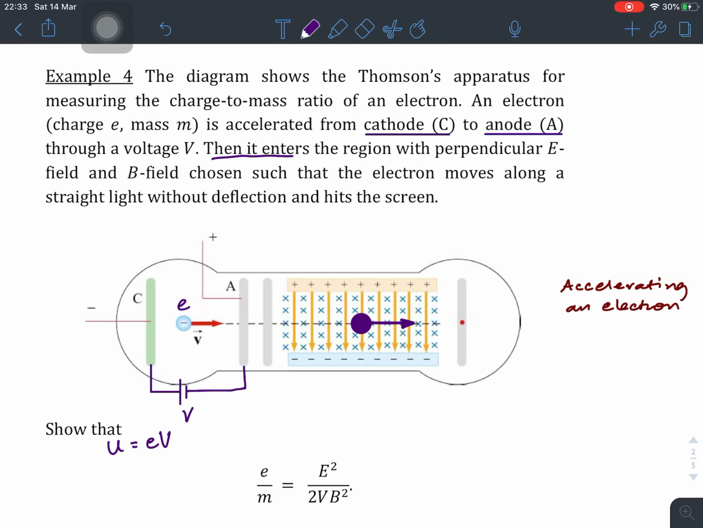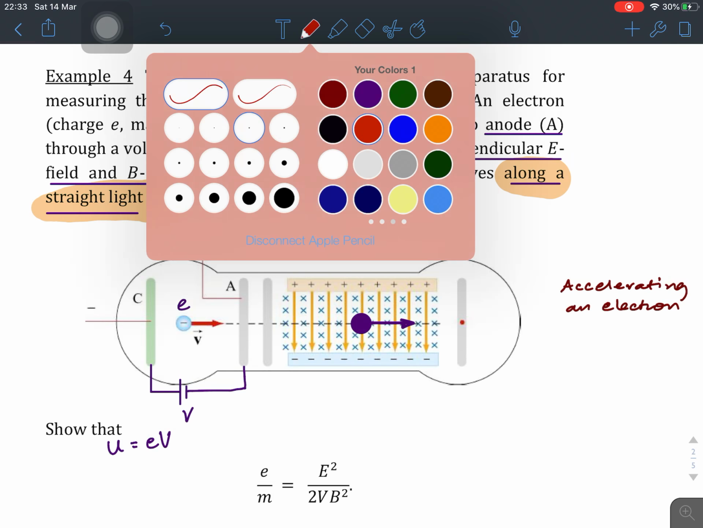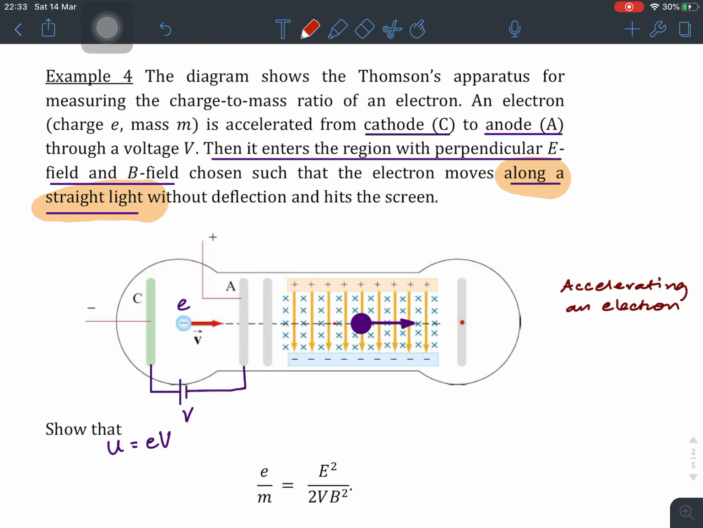Then the electron enters the region with perpendicular E field and B field, magnetic field and electric field, chosen such that the electron moves along a straight line. When we say that the electron is moving along a straight line like this, if the electric field is going down and you have a negative charge, then Fe is going up.